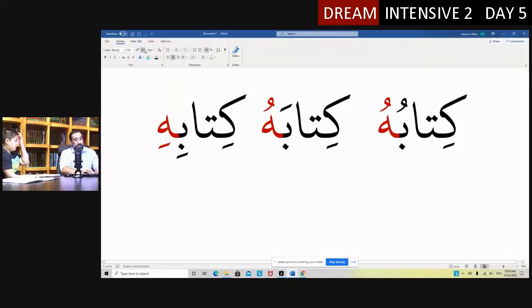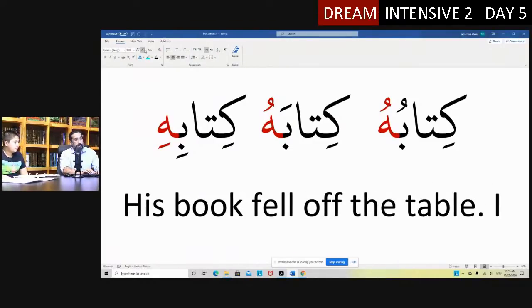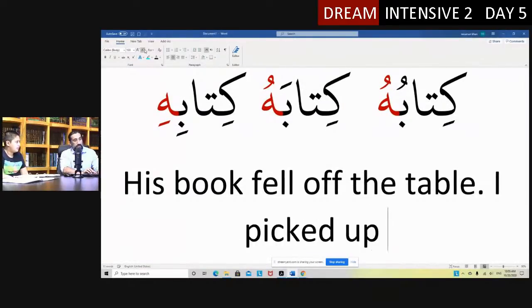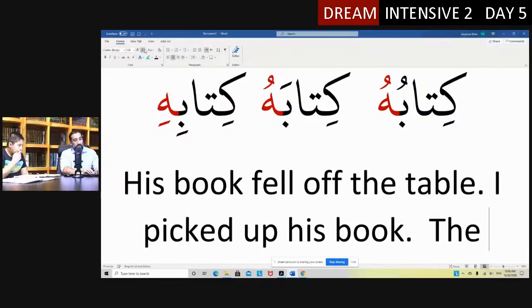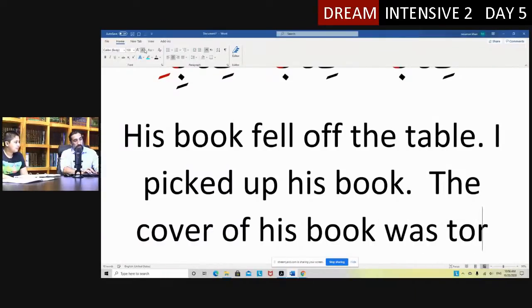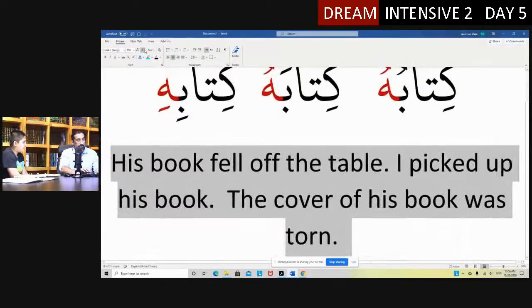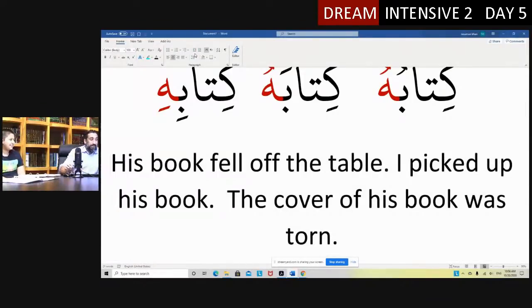Let me write some things. His book fell off the table. I picked up his book. The cover of his book was torn. That fall must have been excruciating. Yes, it's a dramatic scene that I've been working on. It's a play I'm writing. But anyway, fall of book. Now I've used the word his book 3 times in this set. I've said his book here, here, and here on purpose, right?